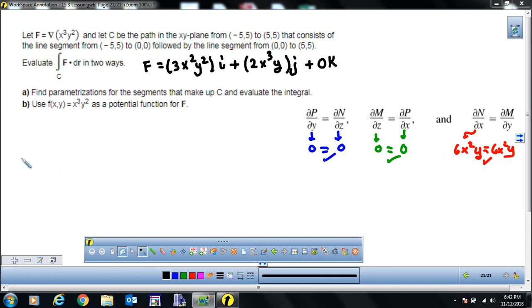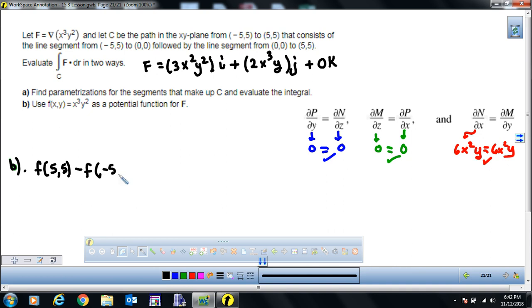So then what we're going to do, letter B, since it is exact, we can automatically just evaluate the integral directly. I'm going to start with letter B. So I'm going to evaluate it as f of 5, 5, which is f of B, minus f of A, which is f of -5, 5. This is f of B, and this is f of A. This is A and this is B, right? From A to B.